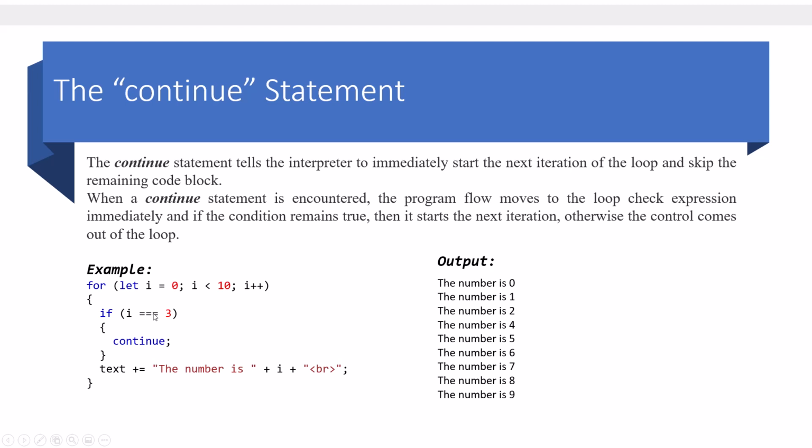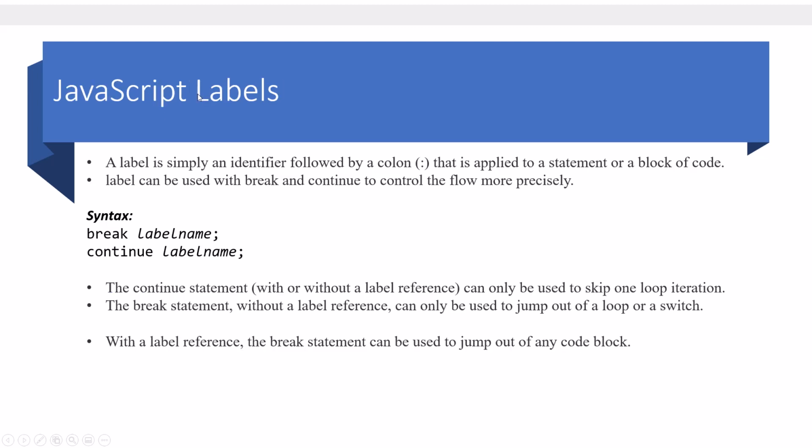Now the condition is false, so it will just execute this line. The number is 4. Likewise it will now execute all the statements up to 9. So like this the continue statement works. It will only take you out of the current iteration and go to the next iteration when we use the continue statement. The next is JavaScript labels.